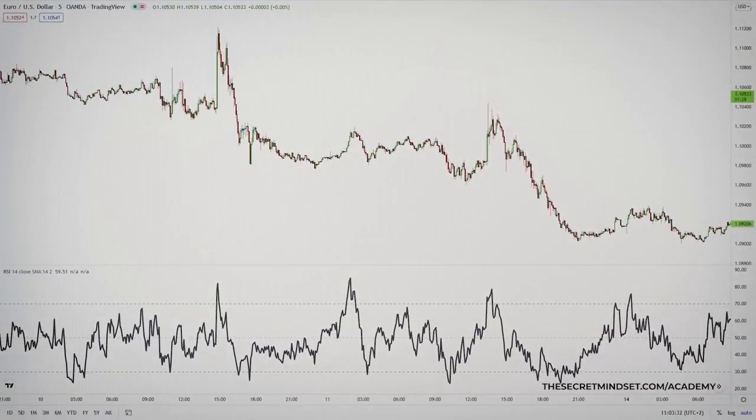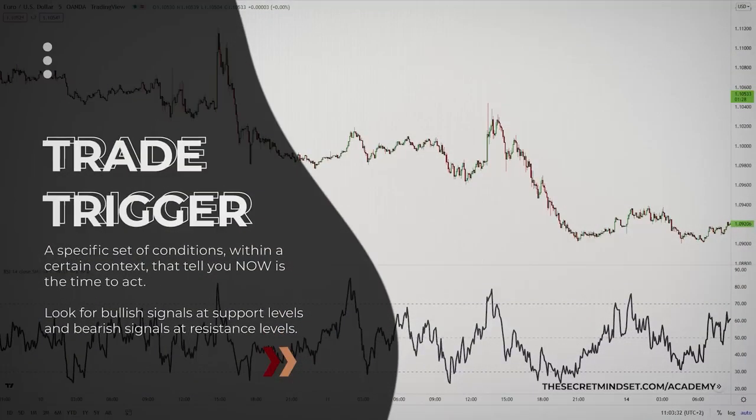A trade trigger is a specific set of conditions within a certain context that tell you now is the time to act. Look for bullish signals at support levels and bearish signals at resistance levels. This is the key to finding the best trades in any trading strategy.